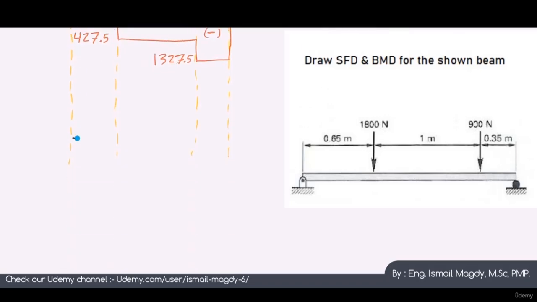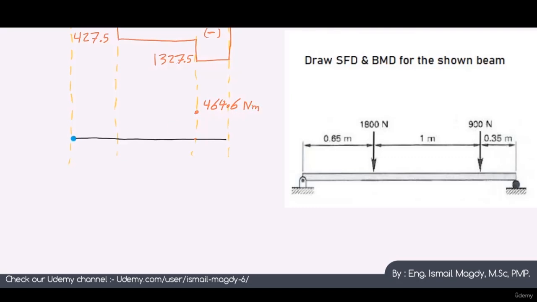Let's check now our bending moment. We can start calculating the moment from here at this point. Let's calculate it from the right side. We can of course calculate it from the right side or from the left side, but from the right side we have fewer forces, so it will be less complicated. From the right side we have the vertical force of 1327.5 multiplied by this distance. We will reach 464.6 Newton meter.